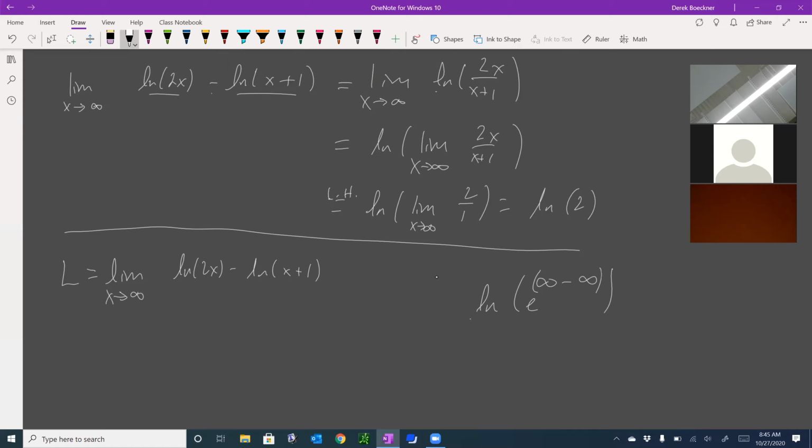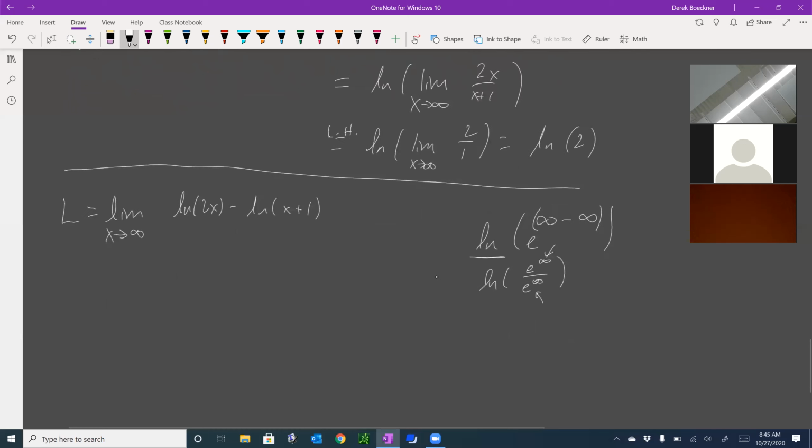And so I'm going to have sort of an outside function here of the natural log, and then on the inside, I'm going to have ln of e to the infinity divided by e to the infinity, and this is looking like infinity over infinity again, right? Okay, so let's see how that would process in this case. So I've taken this limit and I've called it L.